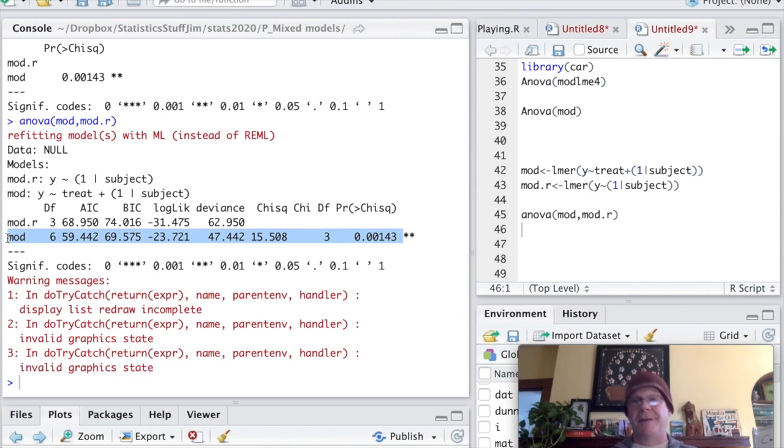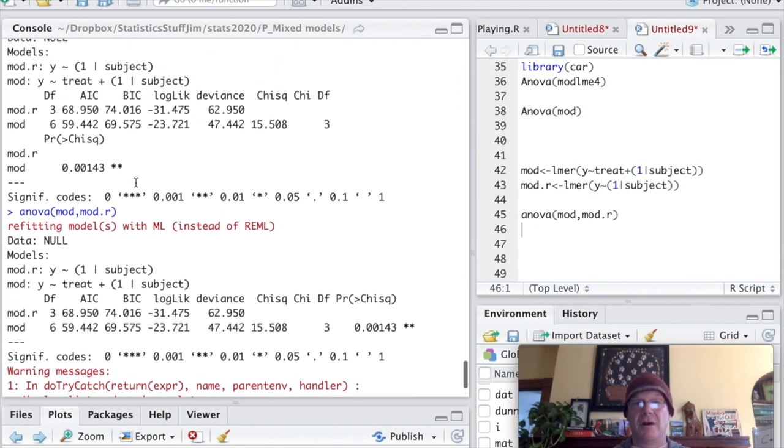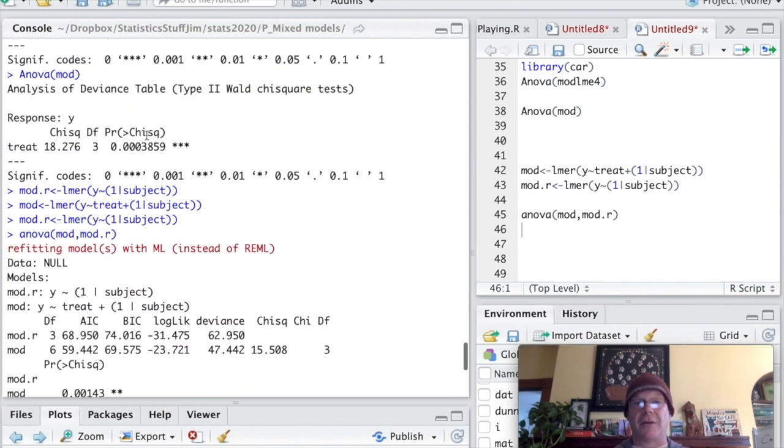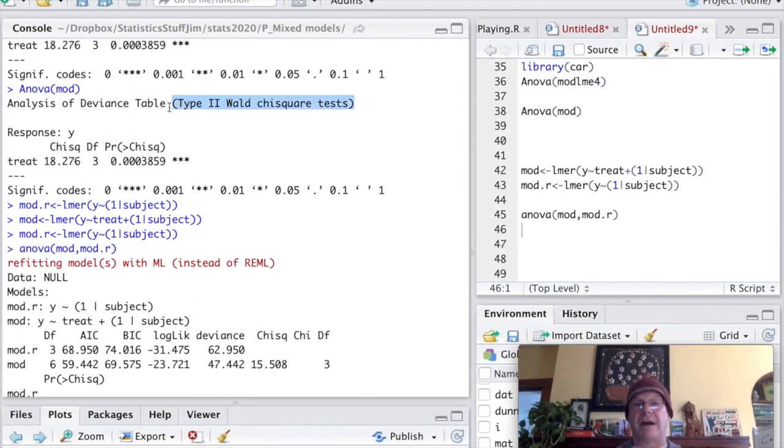We can either use the lmerTest function, which does it in more of the traditional way, where we assume that we know what the appropriate degrees of freedom are for the denominator. We can do it as a likelihood ratio test, which is what we've done right here. Or we can do it as that other variation of it, that Wald chi-squared test, which is just another kind of flavor of a likelihood ratio test.